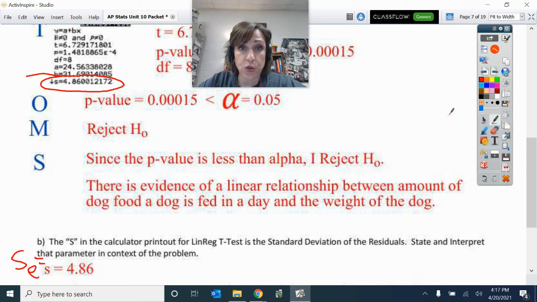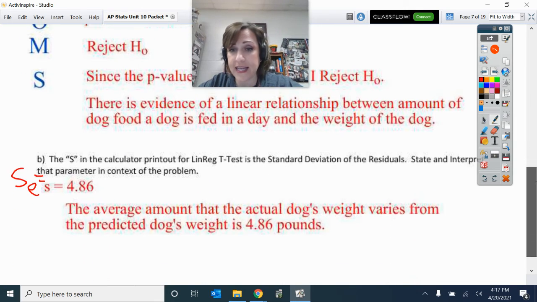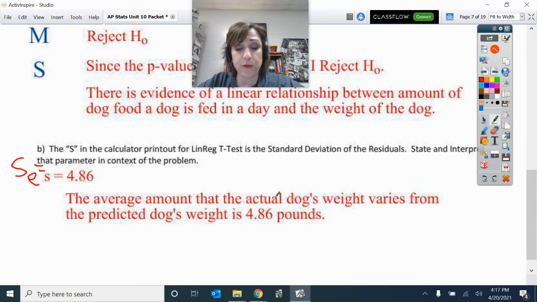So let's do that interpretation. The average amount that the actual Y, which is the actual dog's weight, varies from the predicted dog's weight is 4.86 pounds. And our units would be the Y units.